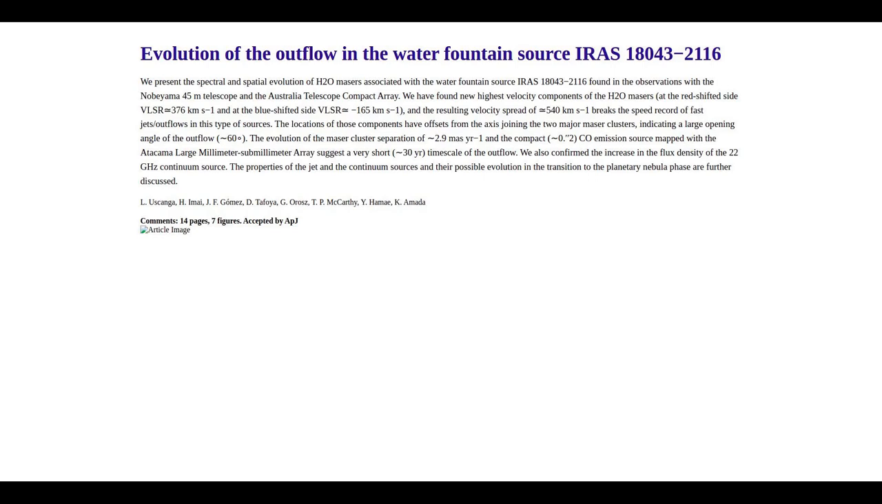We also confirmed the increase in the flux density of the 22 GHz continuum source. The properties of the jet and the continuum sources and their possible evolution in the transition to the planetary nebula phase are further discussed.